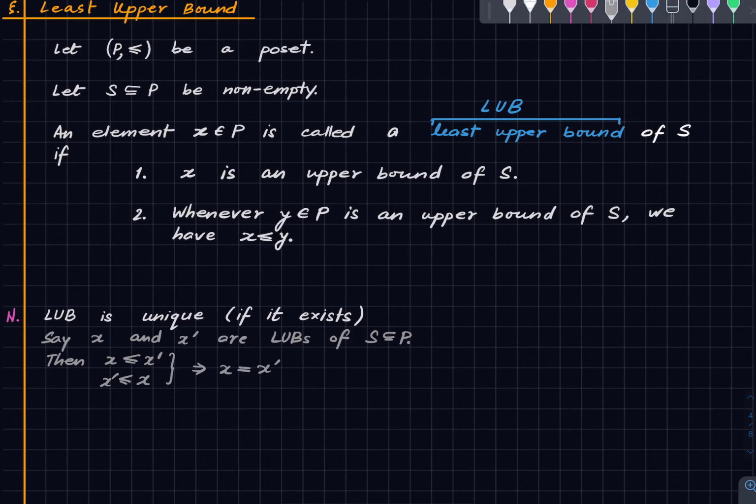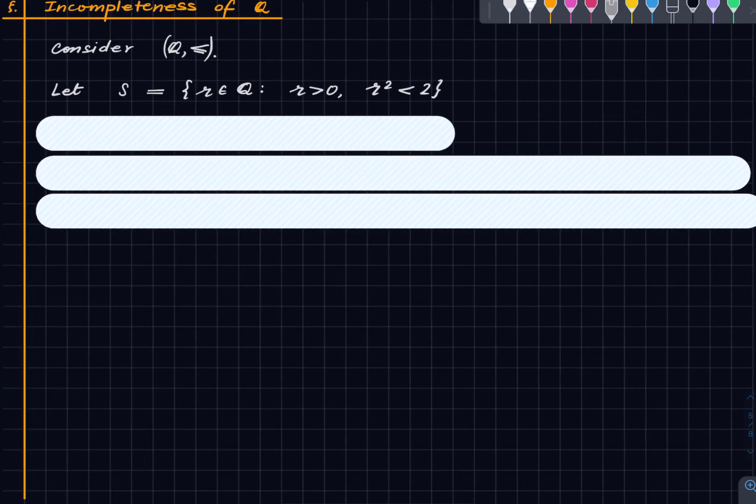Alright, so now finally we will show that there is an undesirable feature sitting in Q, which is the incompleteness of Q, or more informally, there are gaps in the set of rational numbers, which is why we need to invent something more complicated, namely the set of real numbers. So consider the poset Q with this ordering that we discussed last time. We also noted that it is a total order, meaning any two distinct elements in Q are comparable, meaning either one is smaller than the other or the other is smaller than the one.